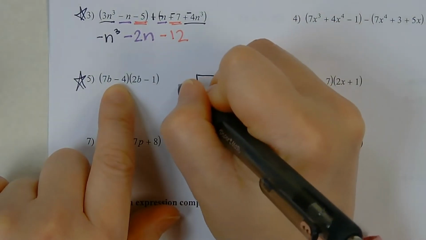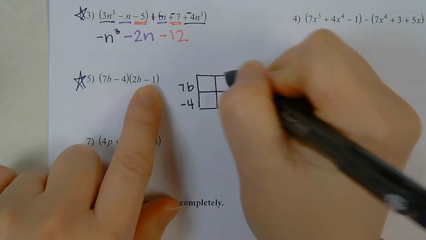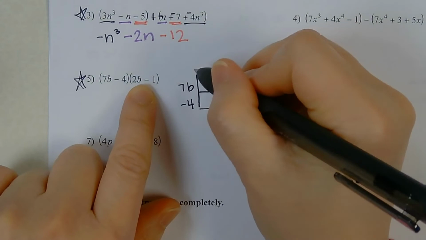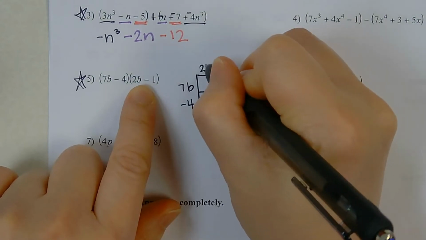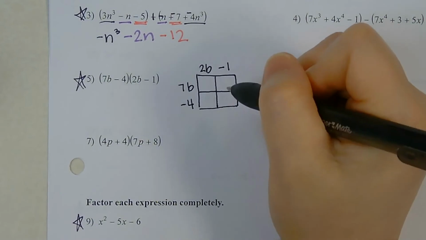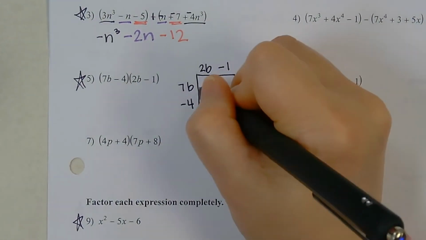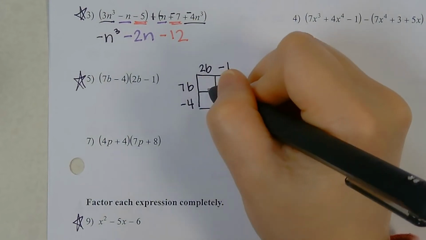So I like to put this one on the left-hand side. You can put it on the top. It doesn't matter as long as they go on one of the sides. And then minus 1 is going to be on the top. So you can switch these around. That's fine. And then we're just going to multiply. So think of like the multiplication table.